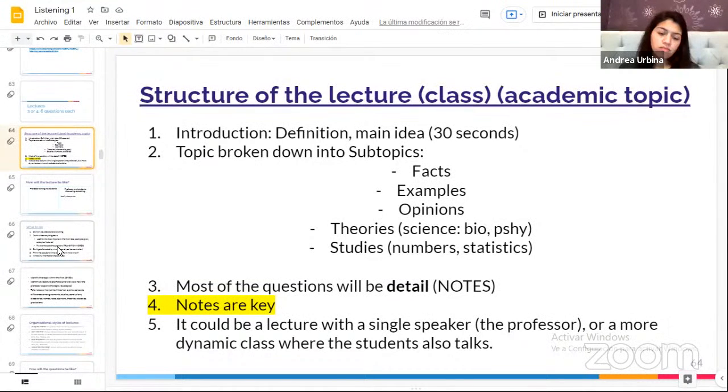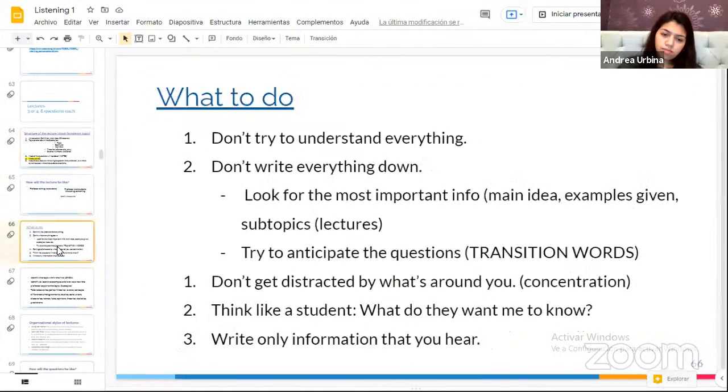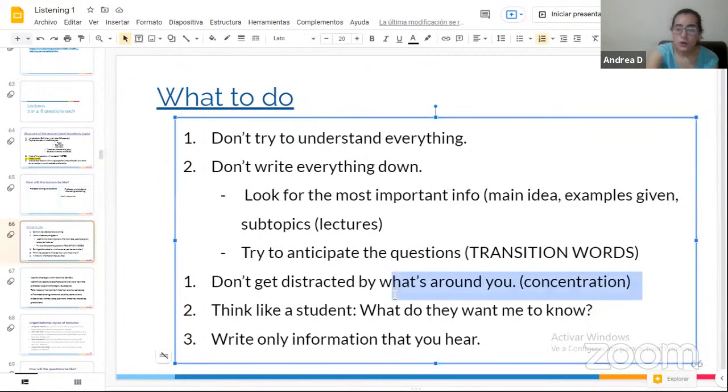So I'm not going to repeat the tips. These are the same that I gave you guys for the conversations part. Some things I could add is try to think like you were a student. So like you were about to take a quiz on whatever it is that the lecture was about, you know? So what would they want you to know? What are the important things that you need to remember?